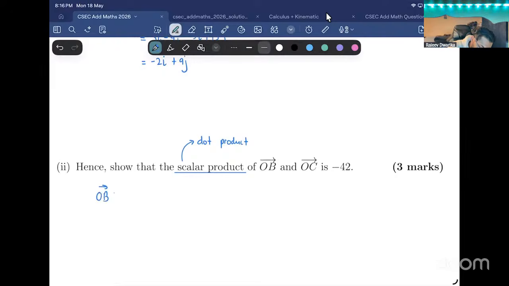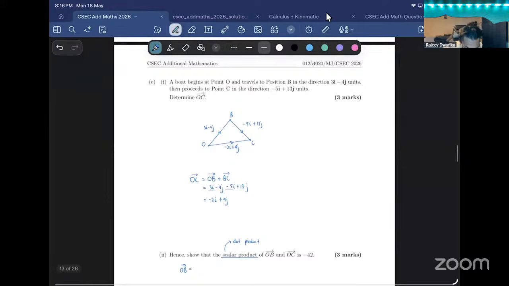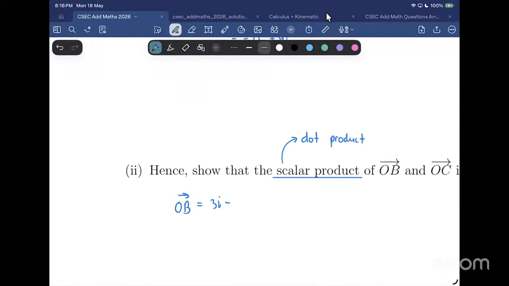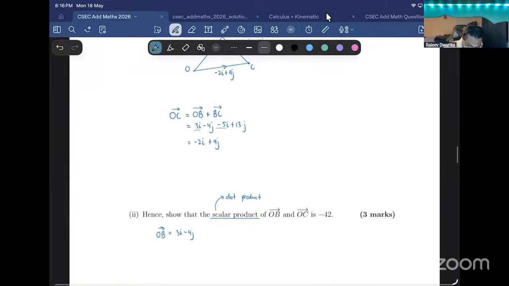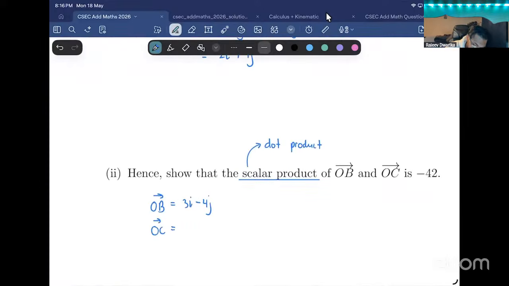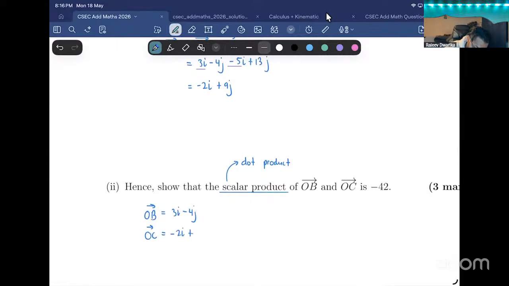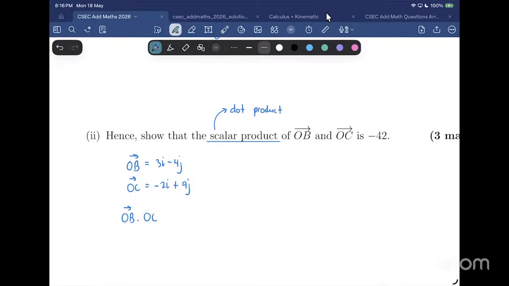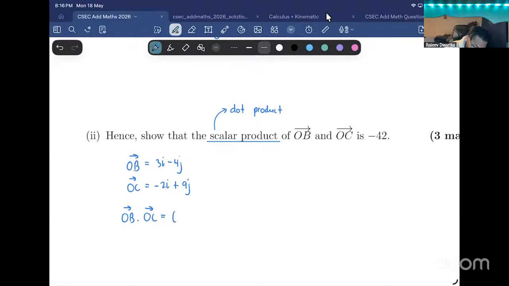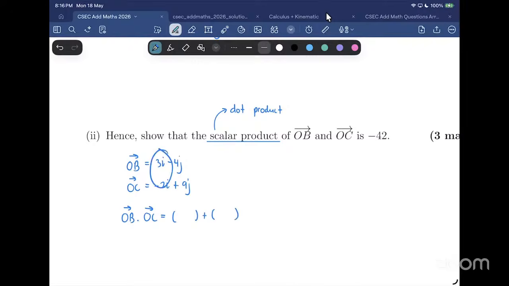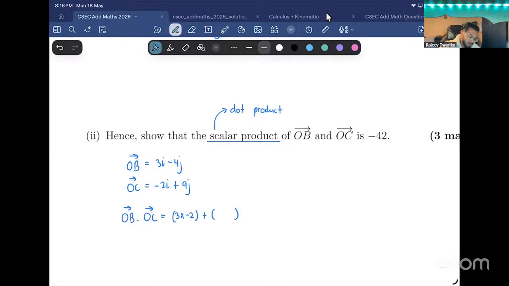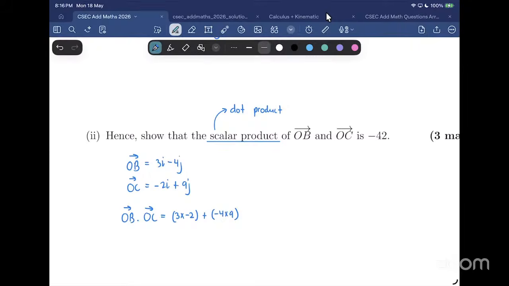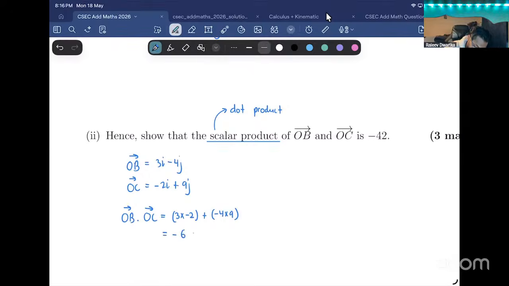So vector OB, what was that? Vector OB was 3i minus 4j, and O to C we found out before was minus 2i plus 9j. So the scalar product will just be the dot product. How are we going to do this? We're going to multiply the x components, and add that to the product of the y components. What are the x components here? 3 and minus 2. And the y components? Minus 4 and 9. Right, so that would be minus 6 plus minus 36.